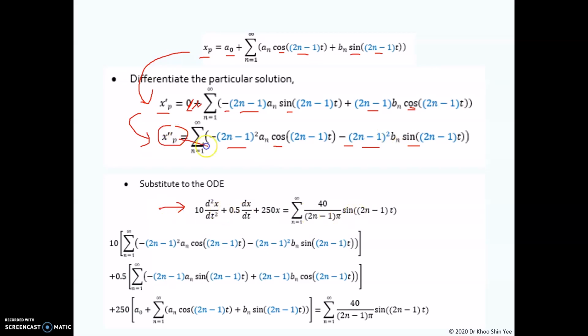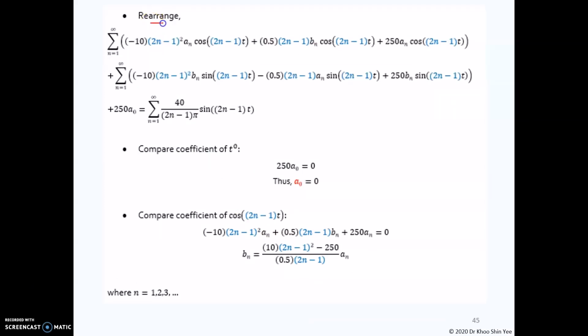Substitute x double prime into the d squared x over dt squared. Substitute the x prime into the dx over dt. And then substitute the xp here into the x. After you substitute, you should obtain this. Then you can rearrange the equation into cos, sine, and constant.